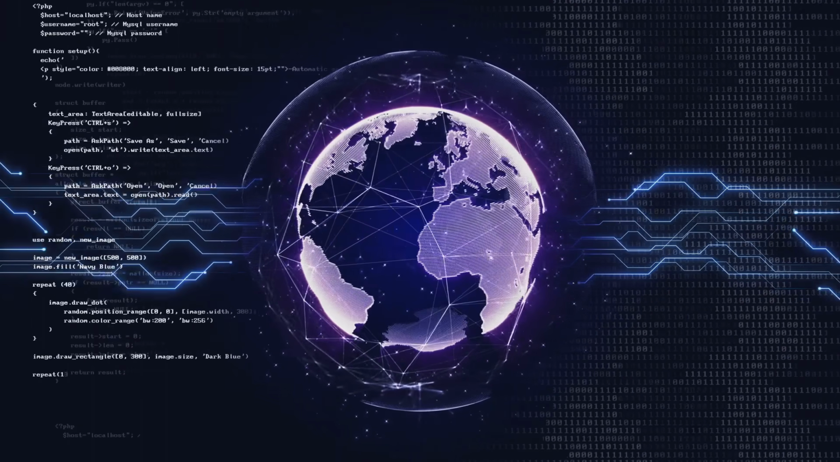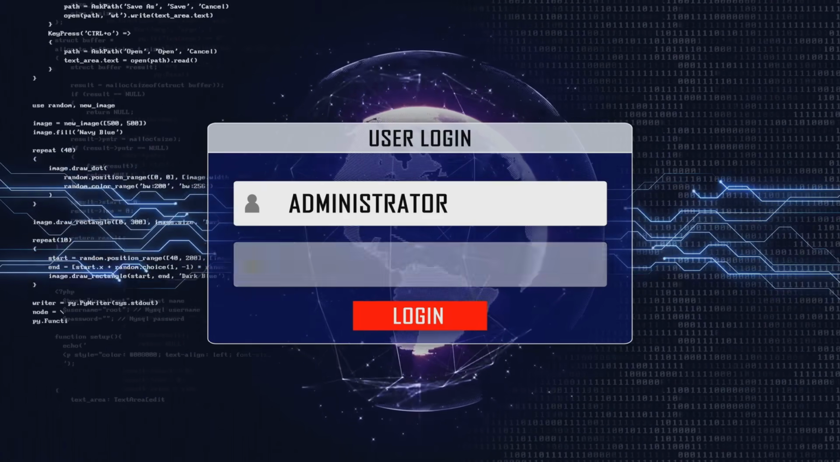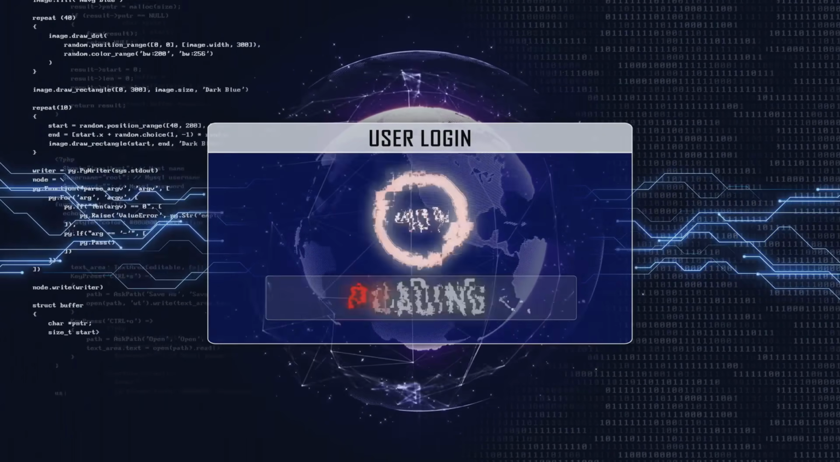Keep your software and systems updated. Regular updates patch security vulnerabilities and protect against new threats. Set your devices to update automatically to ensure you always have the latest security patches.